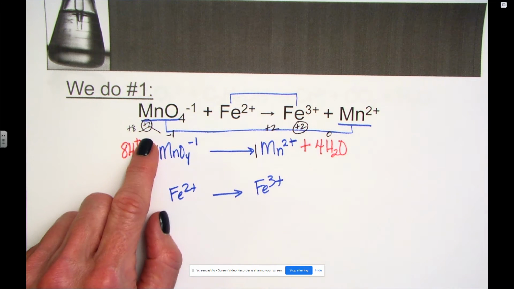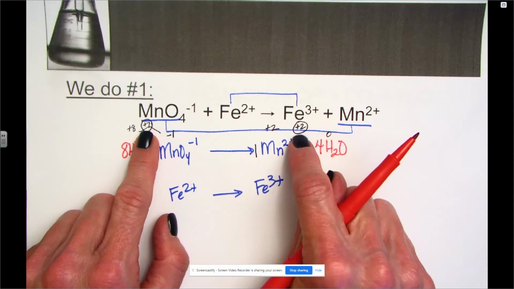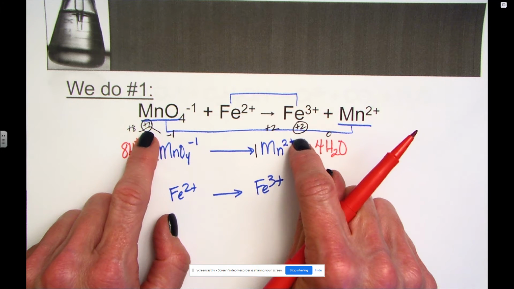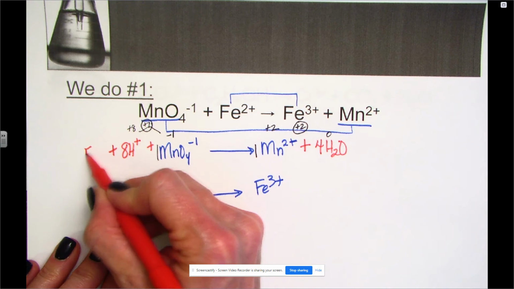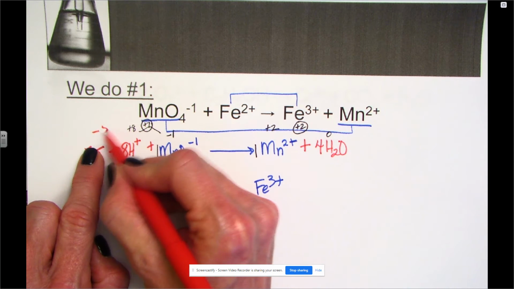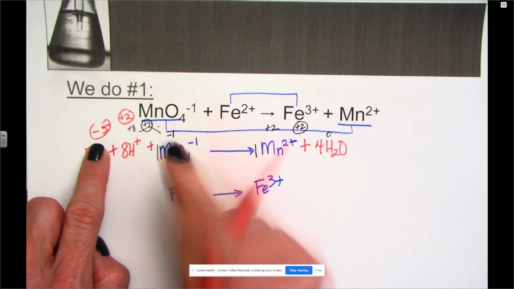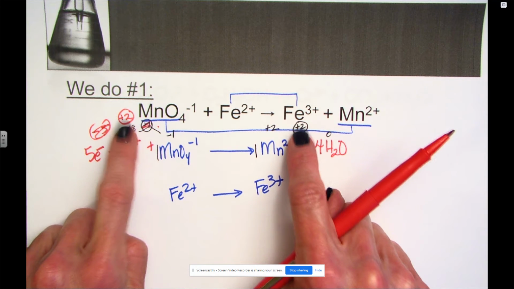So now we have to make sure our charge is balanced. So I have a plus 7 on this side and a plus 2 on this side. Now you always add the electrons to the most positive side, which is this side. So if I add 5 electrons to this side, that will give me a negative 5. And a negative 5 and a plus 7 is a plus 2 net. So now I have a plus 2 charge on both sides.